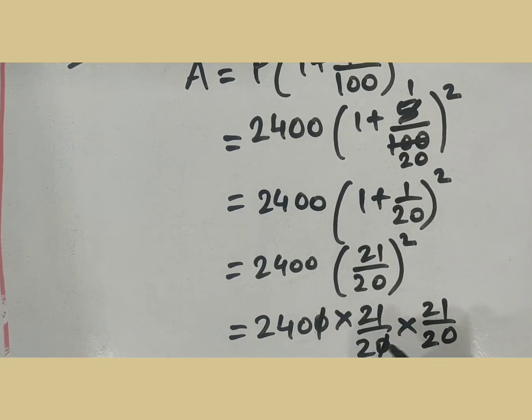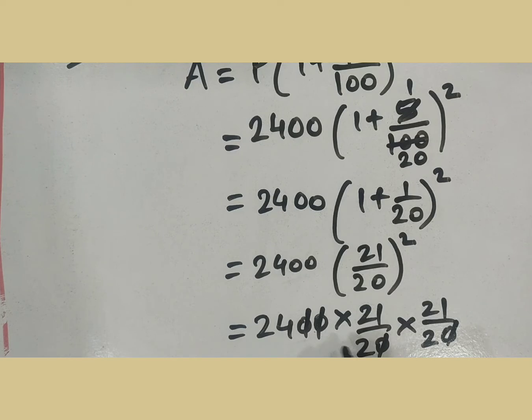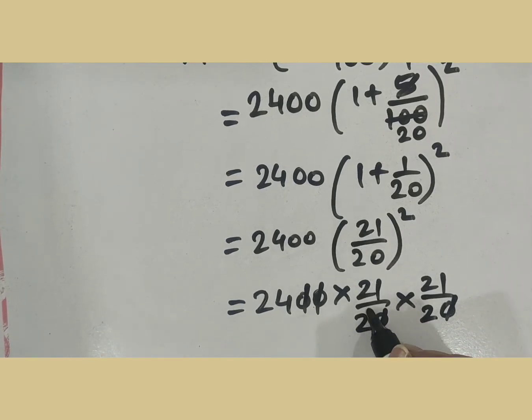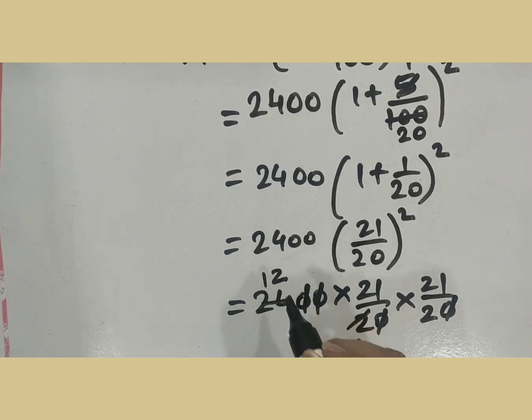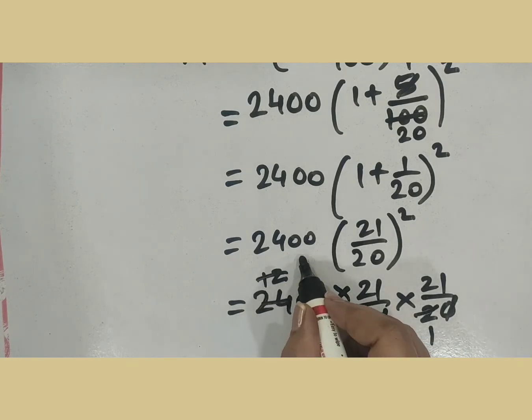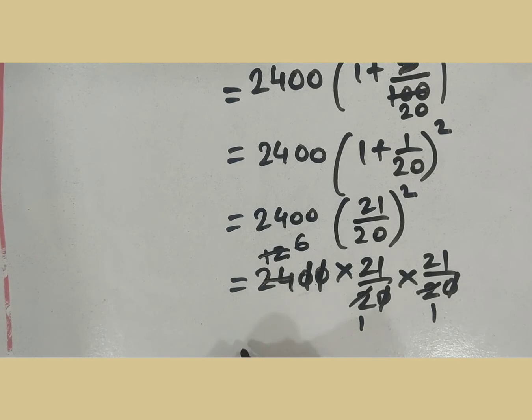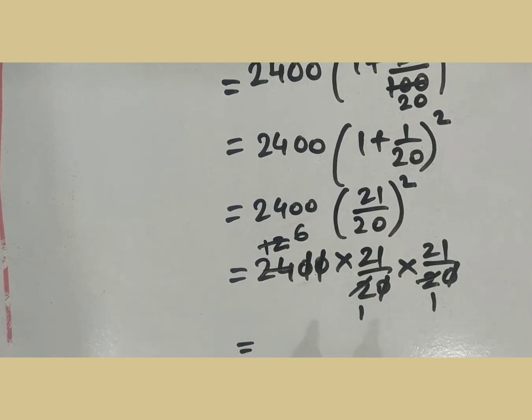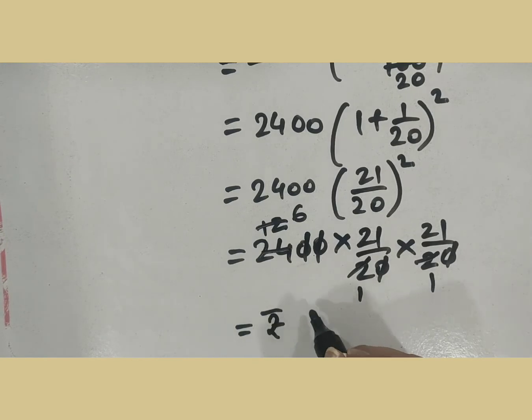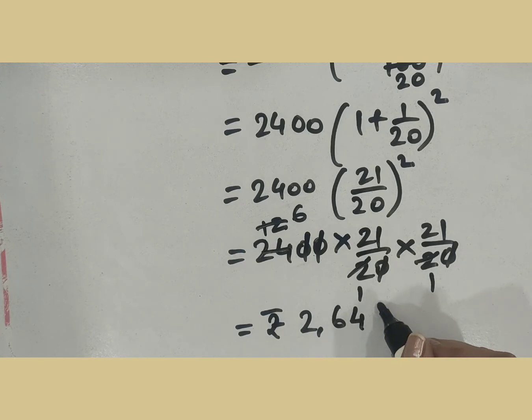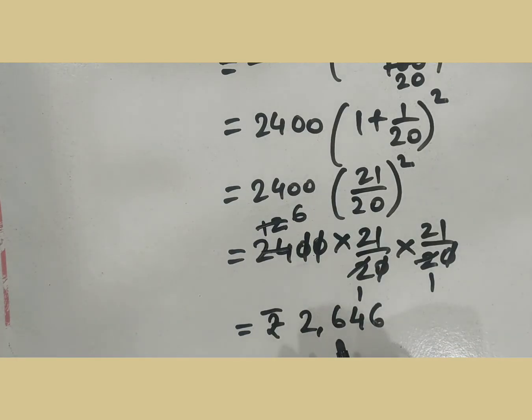Now 0 will get cancelled. Now these two both will go by 2. So it will be 2 ones are 2, here it will be 12. Again these both will go by 2. 2 ones are 2, and here it will be 6. Now if I multiply 6 into 21 into 21, I will get rupees 2646. So this is the amount for the given detail.